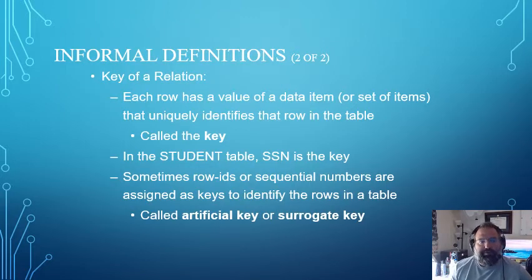Informal definitions continued. The key of a relation: each row has a value of a data item or set of items that uniquely identifies that row in the table. This is called a key. In the student table, SSN is the key. Sometimes row IDs are sequential numbers that are assigned as keys as needed when records are inserted. These are called an artificial or surrogate key. They're columns or attributes that are added for that very purpose, just to uniquely identify each row.